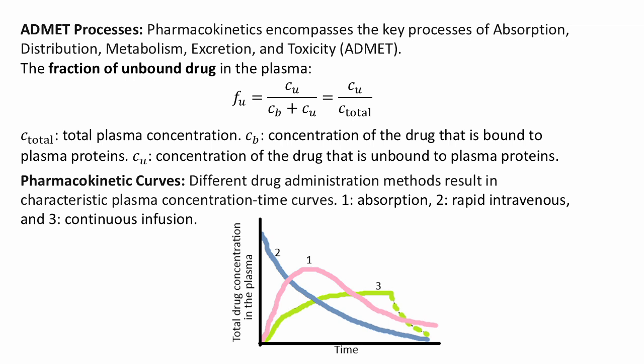So if you inject a drug directly into the bloodstream, it's going to hit its peak concentration much faster. Exactly. And finally, we have curve 3, which represents continuous infusion, like an IV drip. In this case, the drug is delivered at a constant rate, and the plasma concentration reaches a steady state, remaining relatively stable over time. So with continuous infusion, it's all about keeping a consistent level of the drug in the system. Exactly.